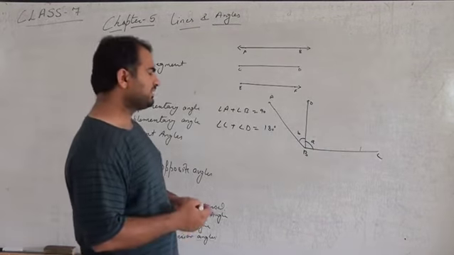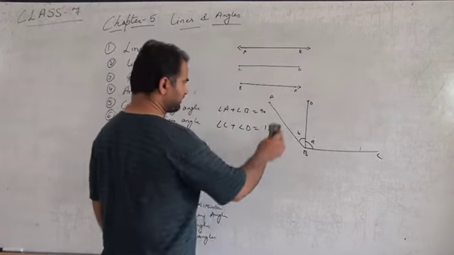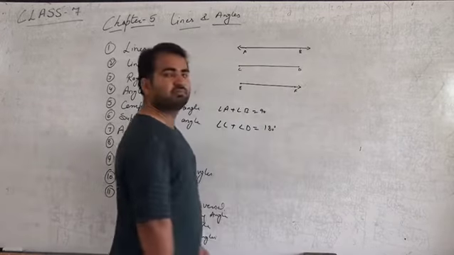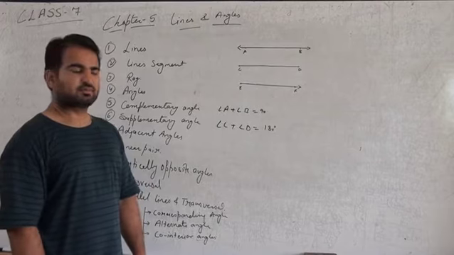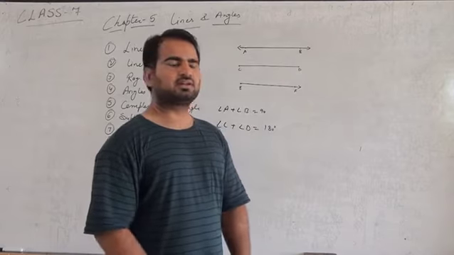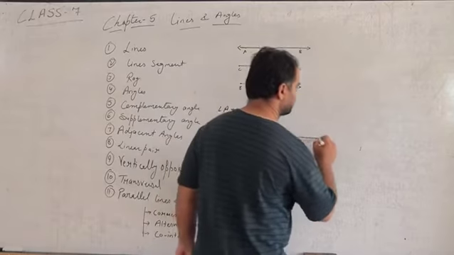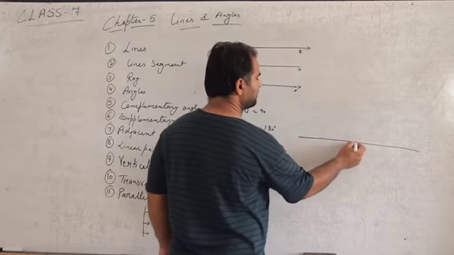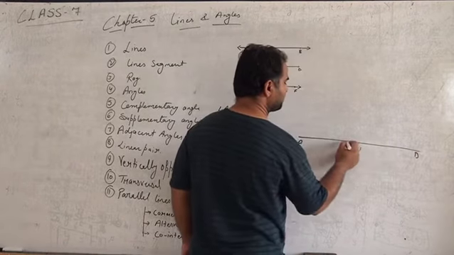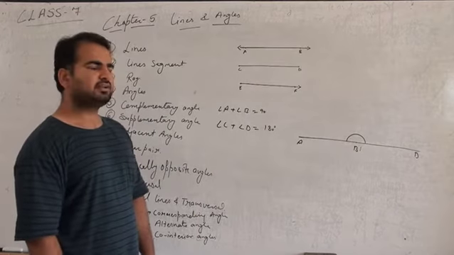Next, what is a linear pair? When two adjacent angles make a total equal to a supplementary angle, they are known as a linear pair. Like, we all know that angle ABD is of 180 degrees. Angle ABD is of 180 degrees.